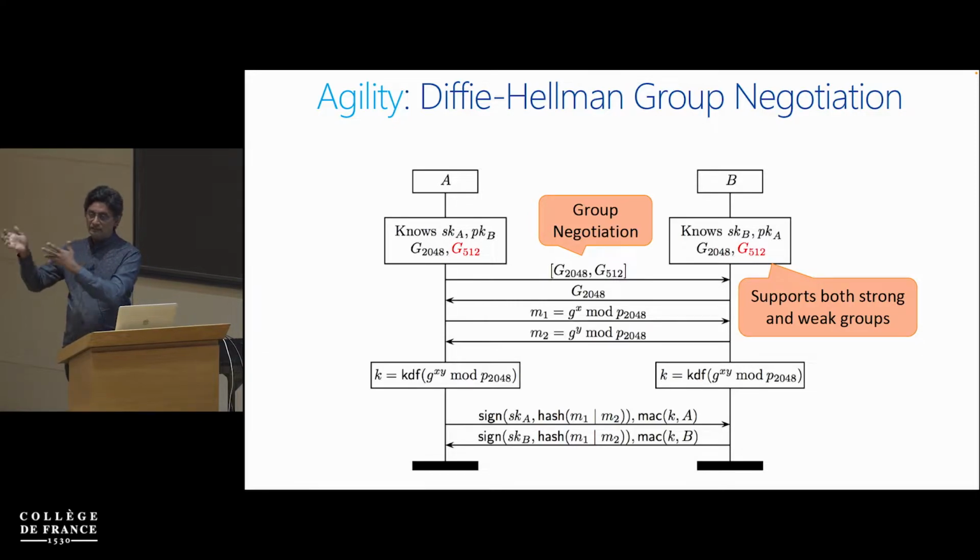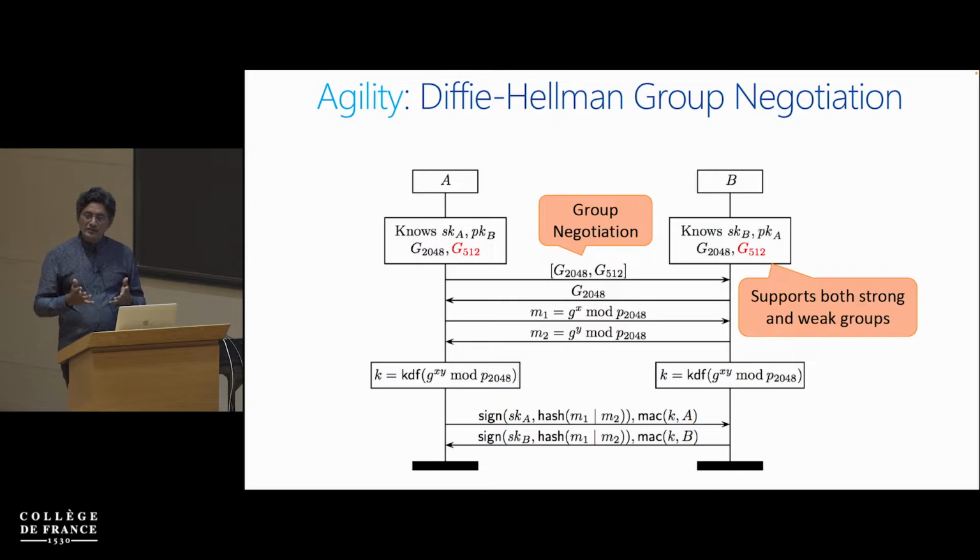Similarly, Bob, the server, also supports weak 512-bit groups because sometimes an old Microsoft Windows machine connects to it and it needs to support this old Diffie-Hellman group. But mostly it wants to use a strong 2000-bit Diffie-Hellman group that everybody should be supporting.